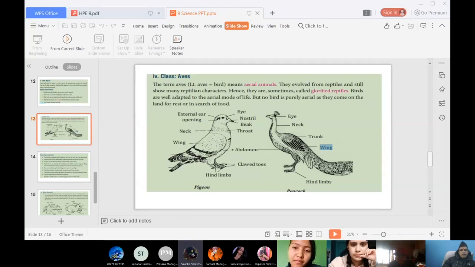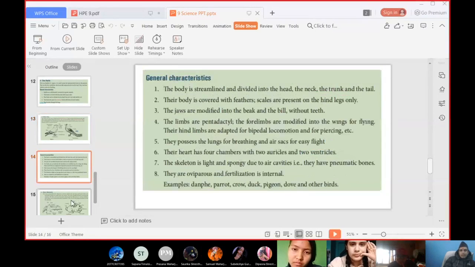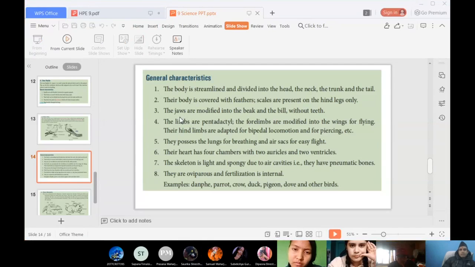Can you see the general characteristics? No, sir. Okay. If you can, then I'll go on. Wait, it will come after some time. It's already come. Did you see?